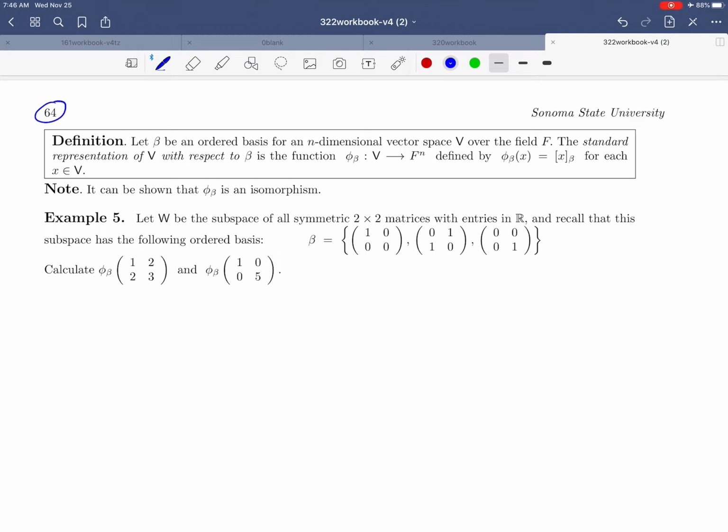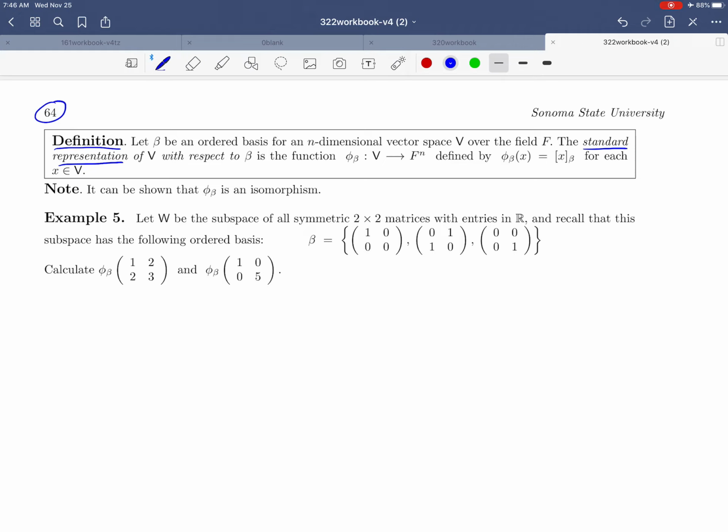Okay, so we're going to introduce a new definition on this page here, and you might recognize this as sort of formalizing something that we talked about earlier in the chapter. Okay, so let's read through this together. Let beta be an ordered basis for an n-dimensional vector space V over a field. We're going to talk about something called the standard representation of V with respect to our basis.